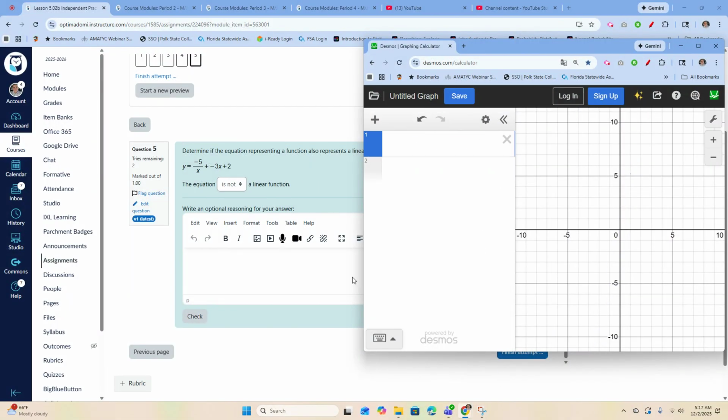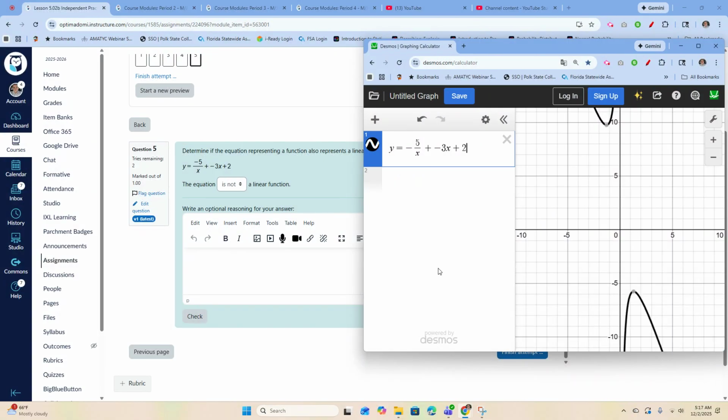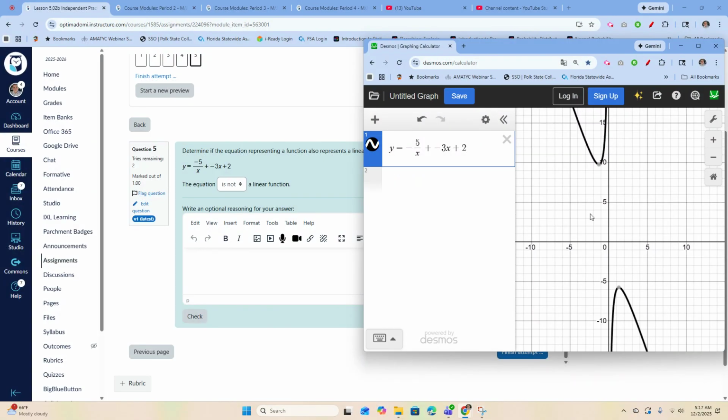I'm going to type the equation, y equals. Then look what I'm going to do. I'm going to type that fraction. I'm going to type -5 divided. Remember, a fraction is a division problem. Divided by x. Look, the moment I put the x, look at the graph. But let me finish typing the rest. Then put the cursor on the side of the fraction bar, plus -3x plus 2. And look at the graph. You can see it's not a straight line.